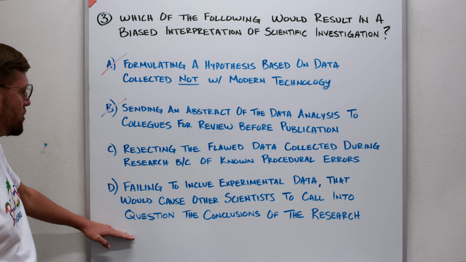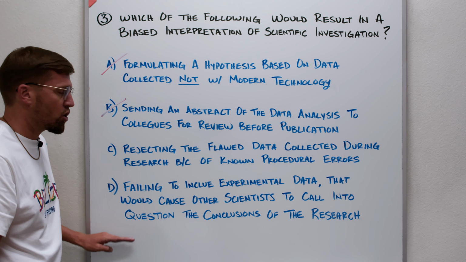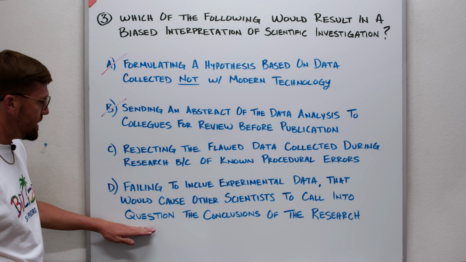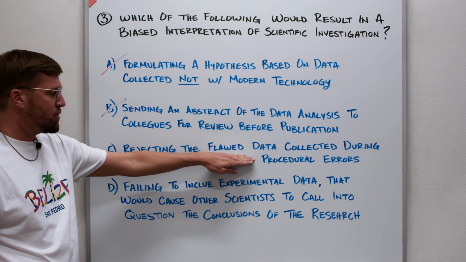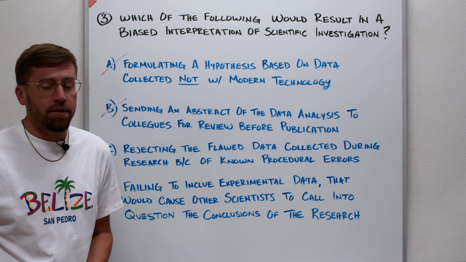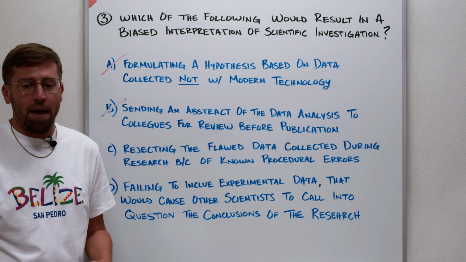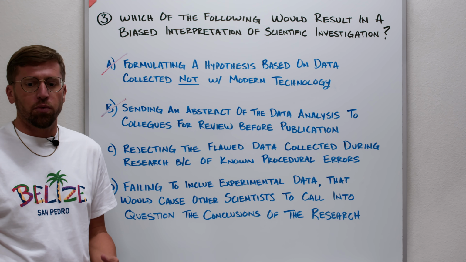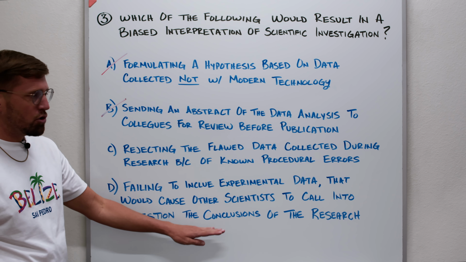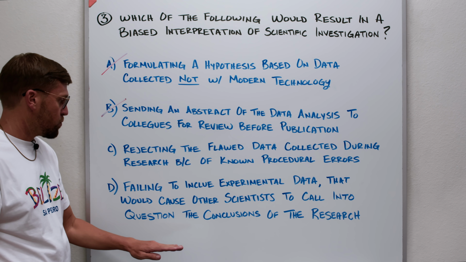D says failing to include experimental data that would cause other scientists to call into question the validity of the research. This D is a much better answer than C for a couple reasons. C, sometimes if you want to reject some flawed data, sometimes you, the experimenter, can make mistakes. You could start keeping time too soon. You could have some bad data points that sometimes it's okay to exclude. However, it is never okay to exclude information to try to deceive people, which is what this is saying.